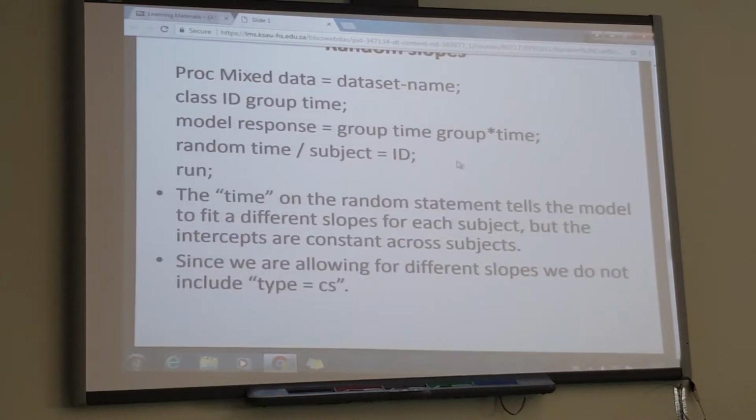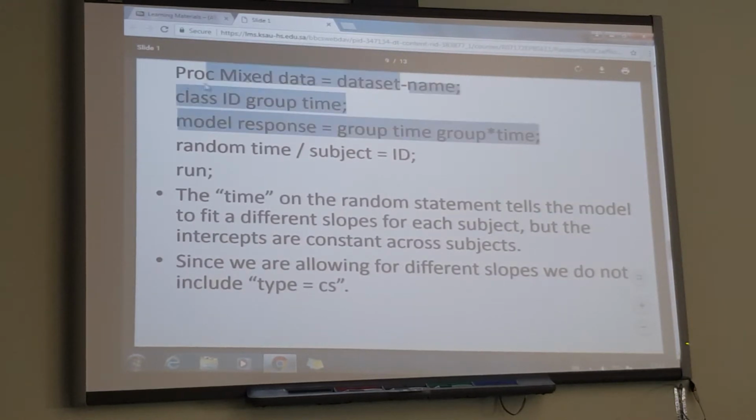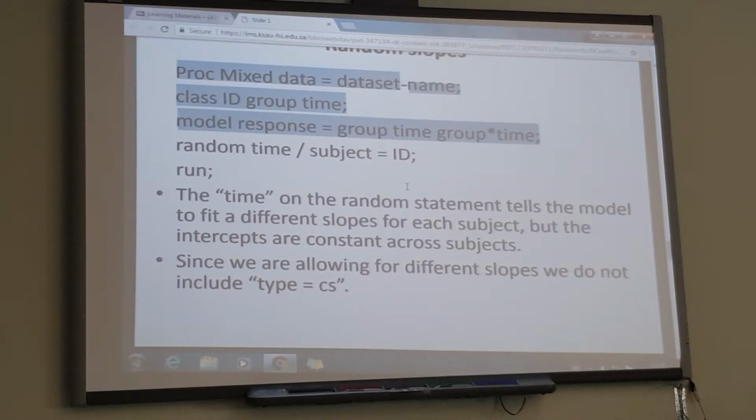Similarly, everything would be the same. But for the random statement now, instead of intercept, I'm going to put time or week or the time variable. You see that? And then subject equal ID, I'm going to remove the type equal compound symmetry. And why am I removing the type equal compound symmetry? Because now we're going to allow for different slopes. See the idea?